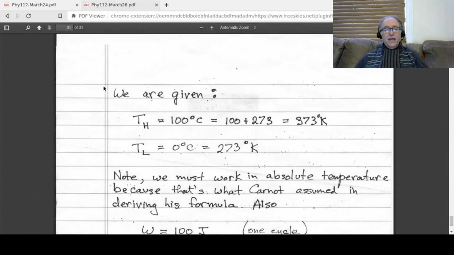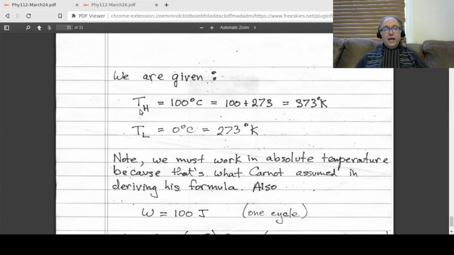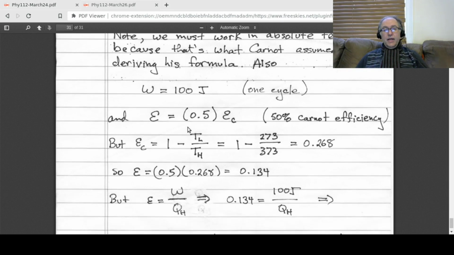All right, so the first thing is, what have we been given? We've been given that the high temperature is 100 degrees Celsius and the low temperature is 0 degrees Celsius. Carnot's formula, TL over TH, uses absolute temperatures, that's the way he derived it, so we have to work in Kelvin. So TH is 100 degrees Celsius, which we convert to Kelvin: 100 plus 273 gives you 373 Kelvin. That's the temperature of the boiling water, the high temperature reservoir. And then TL, that's 0 degrees Celsius, which is 273 Kelvin, and that is the low temperature reservoir. The other thing I tell you is that there's 100 joules of work done, and also that the true efficiency is 50% of the Carnot efficiency.